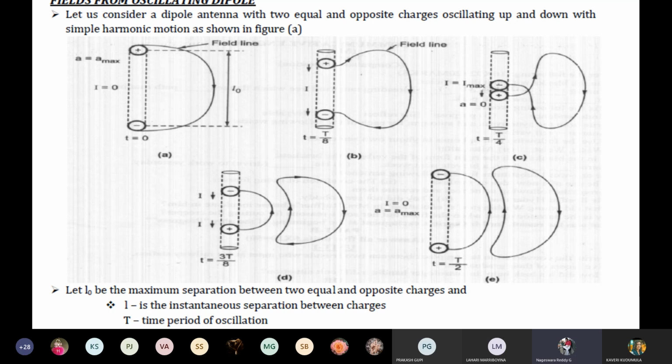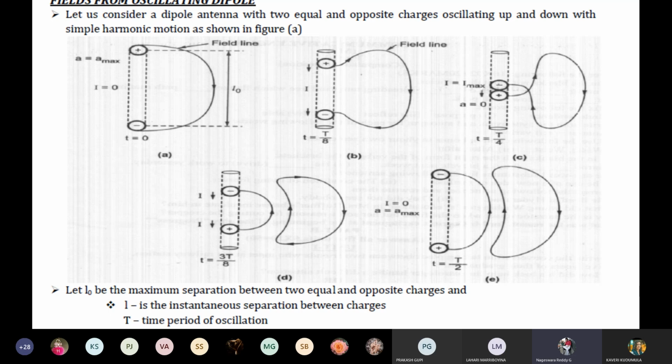After t = T/2, the charges reach exactly opposite ends of the dipole. The charges gain maximum acceleration with current 0, as shown in figure E. In this way, electric field lines are detached or radiated into free space by an oscillating electrical dipole.